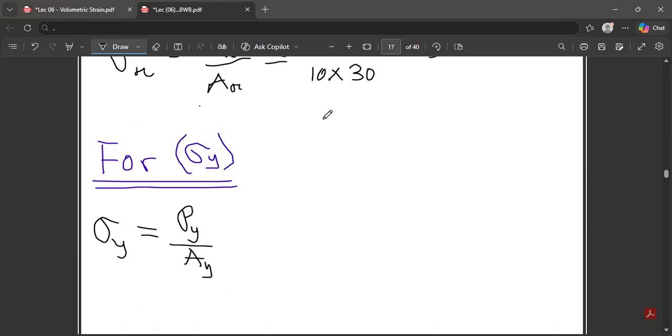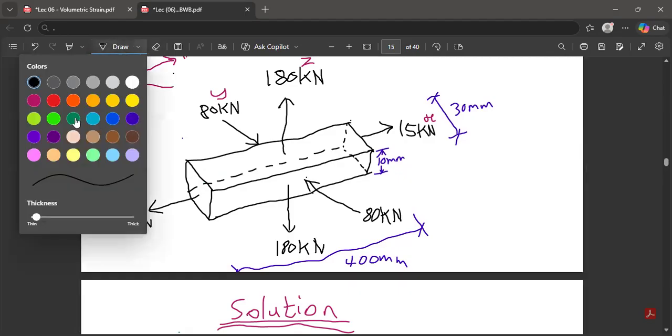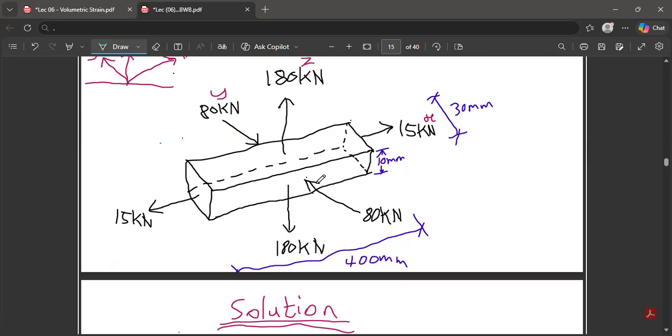So let's quickly do that. Look at the area at Y. Now we are done with this one, so I can clean it. Exactly. So now we are going to focus on the load at Y. The load at Y, we all know, is this face that I'm shading. And this is the load at Y. So if we are focusing on this face, then what is going to be the area? You realize that the area is actually just 400 times 10, this 400 times this 10.